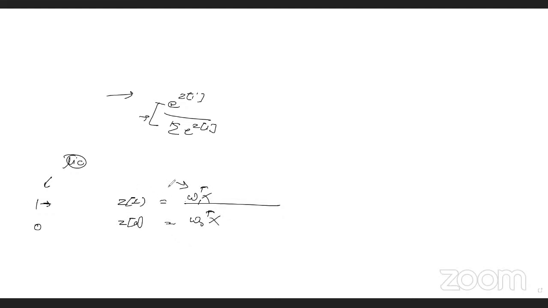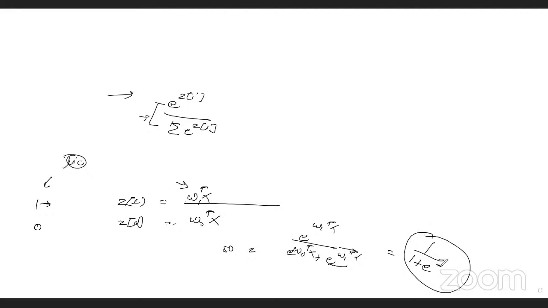So if you find the softmax regression from here, it becomes e raised to power W1 transpose X upon e raised to power W0 transpose X plus e raised to power W1 transpose X, right? If you take this term into the denominator, this becomes 1 upon 1 plus e raised to power something. So actually this has already come into this kind of form.